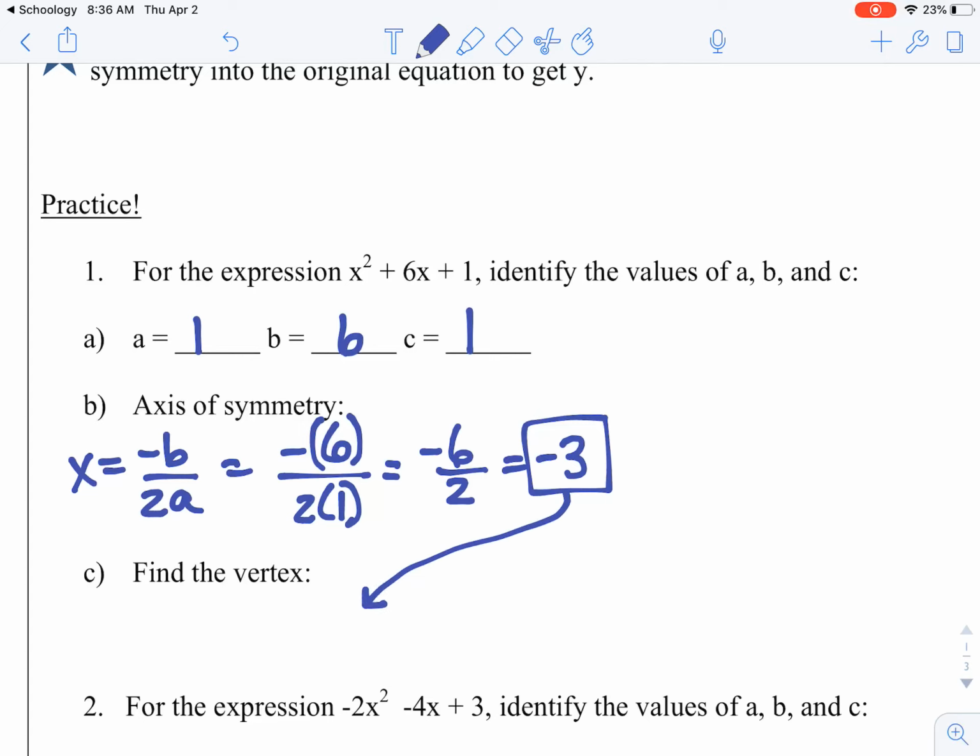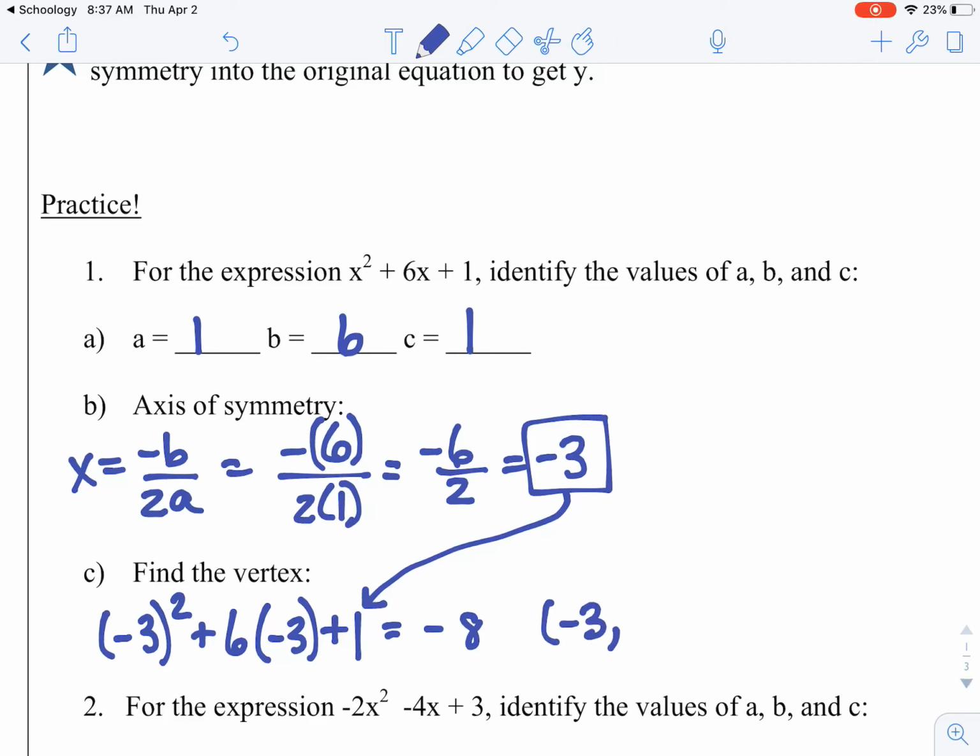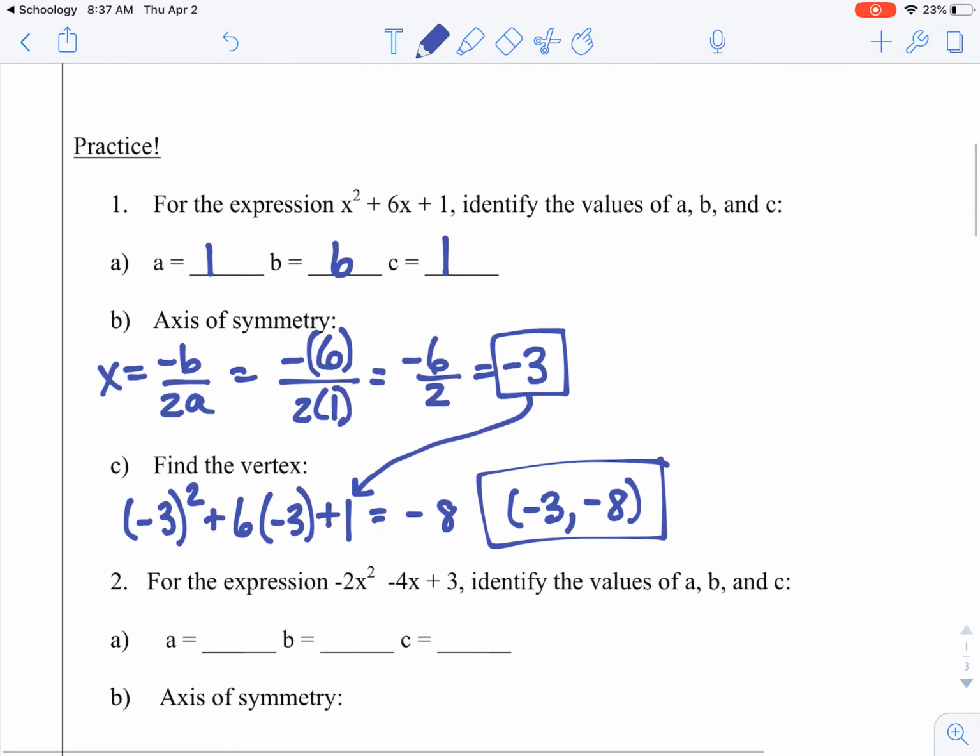Then I'm going to use negative 3 to find my vertex by plugging that into my original equation. And what you can do then, after you write it, is type it into your computer exactly like you see it. It's really important to keep your parentheses just like you see written there. So we have equals negative 8. So my vertex is negative 3, negative 8. So that's what we're learning for these notes.